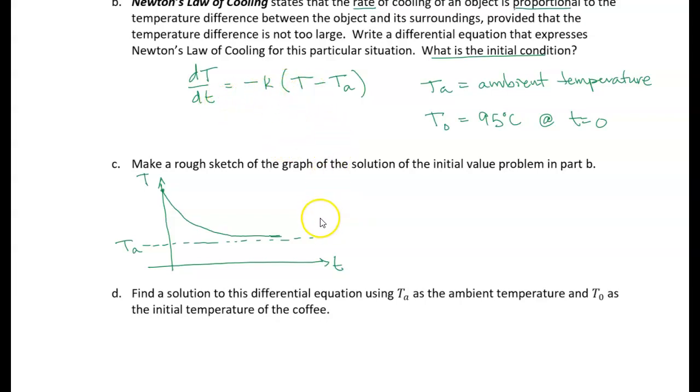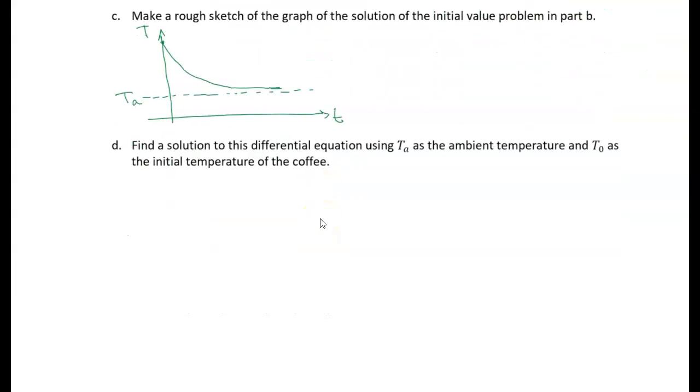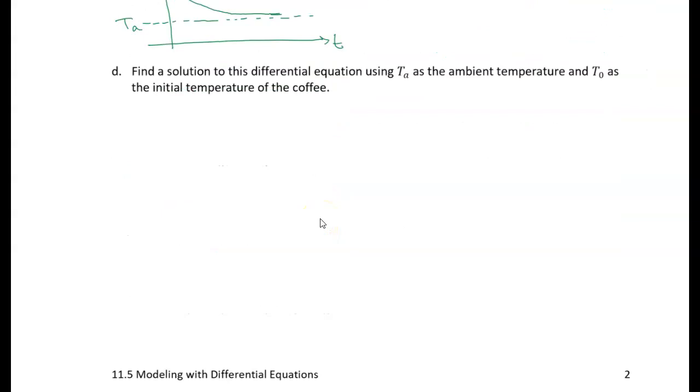It's all in terms of the uppercase T temperature. So if we separate the variables, we're going to get 1 over T minus T sub A dT, capital T. It's kind of a little bit confusing with lowercase and uppercase t, but I think it's not bad. All right, and then we're going to leave the minus k on the other side, and we have dt, and then we're going to integrate both sides.